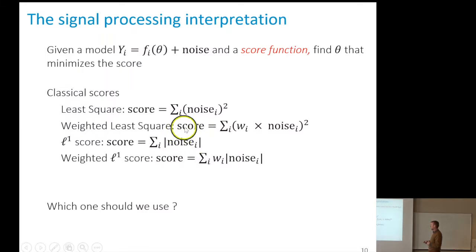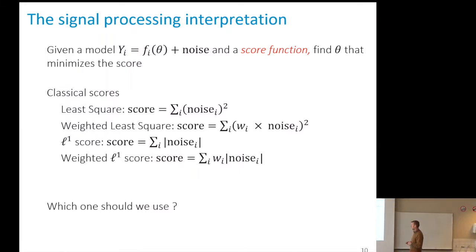But that was when we didn't have computers. If we have computers, this is practically as easy as that, so it is more and more used as well. This is the L2 norm of the noise vector. This is the L1 norm of the noise, so it is often called the L1 score, which is the sum of the absolute value of the noise here. If it's a multidimensional noise, we take the sum of the absolute values of all the coordinates. And we can weight that here.